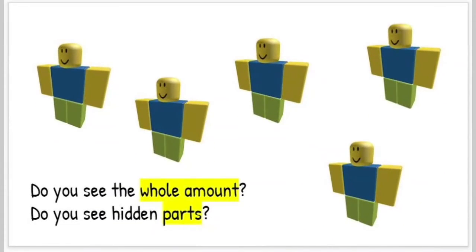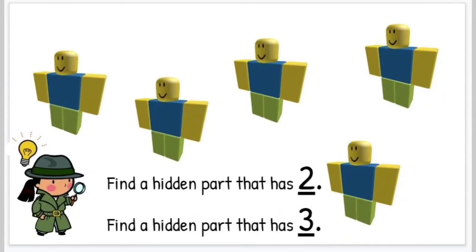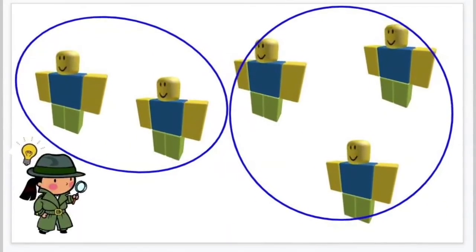Okay, let's take a look at these roadblocks. Do you see the whole amount? Do you see hidden parts? I want you to be a number detective and find a hidden part that has 2 and a hidden part that has 3. Here's how I did it. I see 2 that could easily be circled and organized together, and then 3 more that could easily be circled to be organized together.